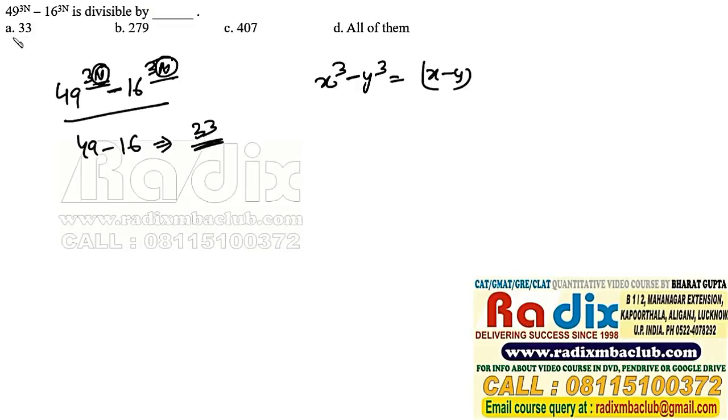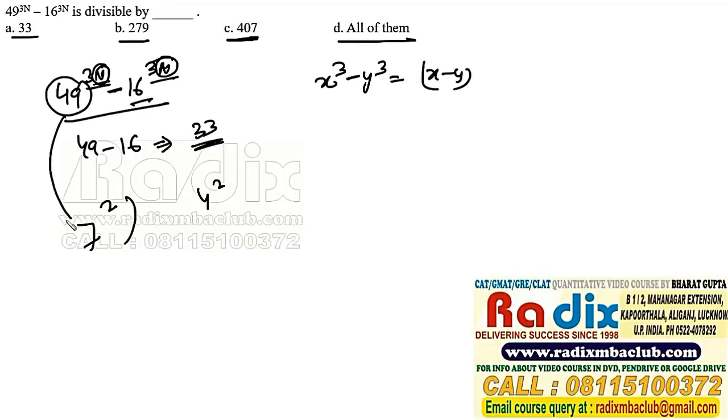Now the important part is this: in one option, there is "all of them". So we will check these two numbers also. You can clearly see that 49 is the square of 7 and 16 is the square of 4. We can write this as 7 to the power 3n minus 4 to the power 3n. Means we got our answer as 33, but these two options are also possible. So we will check for them, and the process is this.